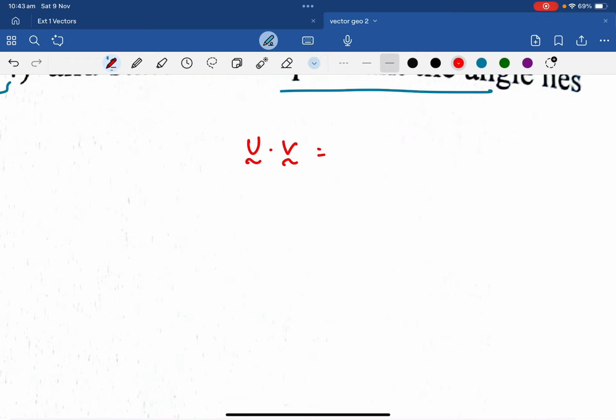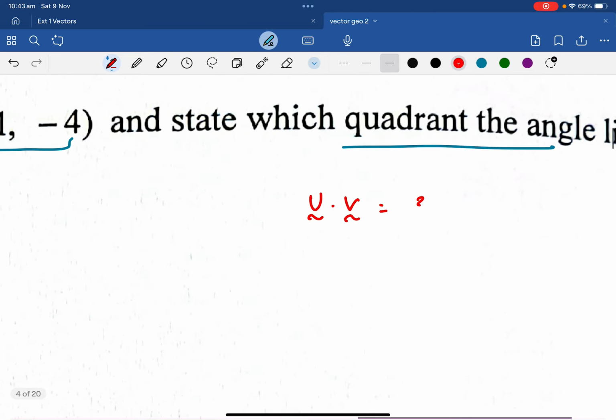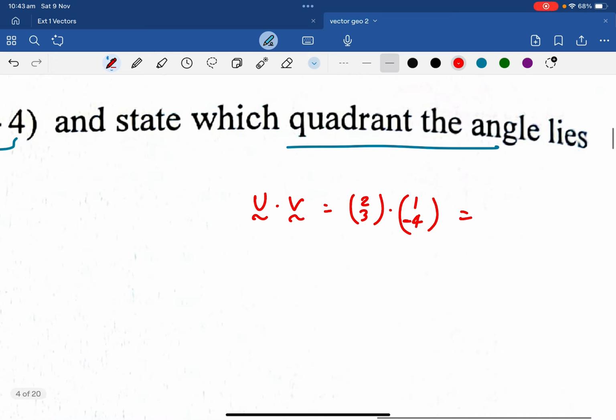What's this dot product? Well, vector u times vector v is just, what's vector u again? 2, 3 into, yes, 1, minus 4. So that's just equal to 2 plus minus 12, which is just minus 10. Okay, what's the magnitude of vector u?